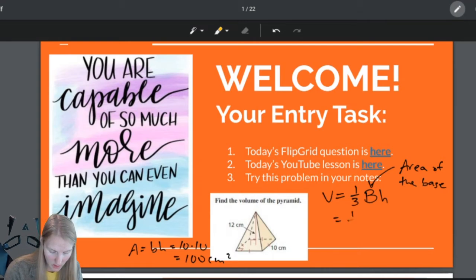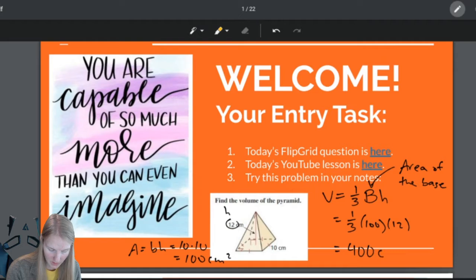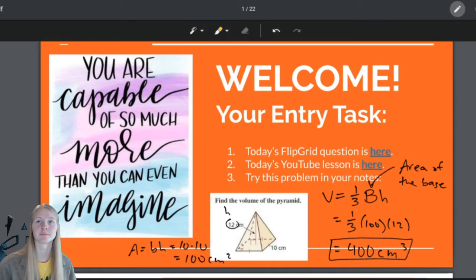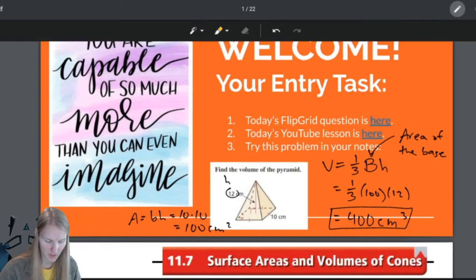So when we take our volume, the area of the base is 100, and our height is 12. So we're going to take 100 times 12 divided by 3. This is equal to 400 centimeters cubed, because we're talking about volume, and volume is 3-dimensional. So there you have it. 400 centimeters cubed. Not so bad. Not so bad at all.